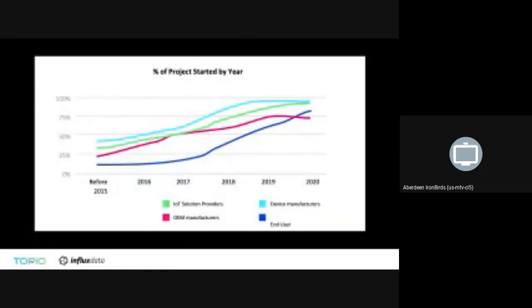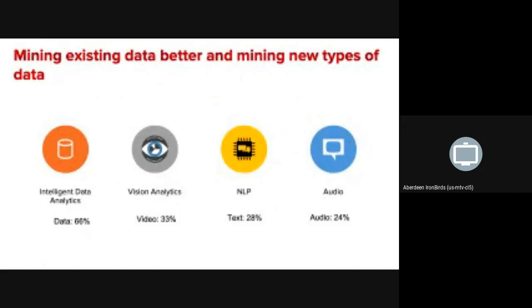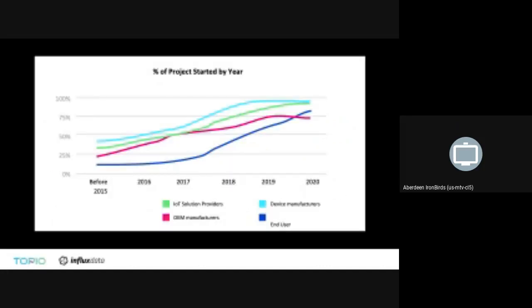The good news is that if you look now at the rhythm of adoption, in terms of number of projects started, that means people developing applications, you can see that there is about 80% of device manufacturers and IoT solution providers who are happening, and then you can see that since 2018 the end users are catching up as well. So what that means is, I think I missed one slide. Sorry about that.